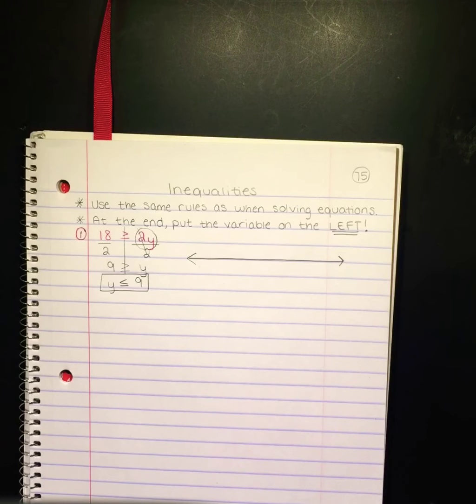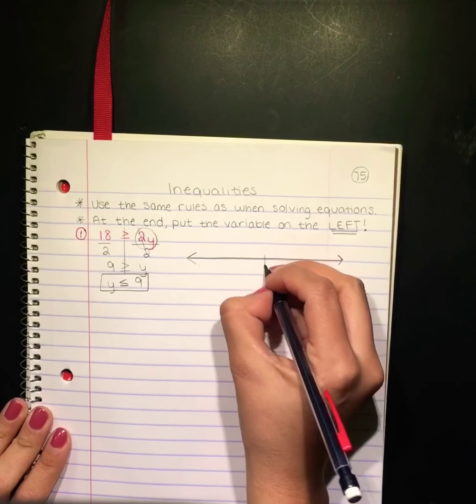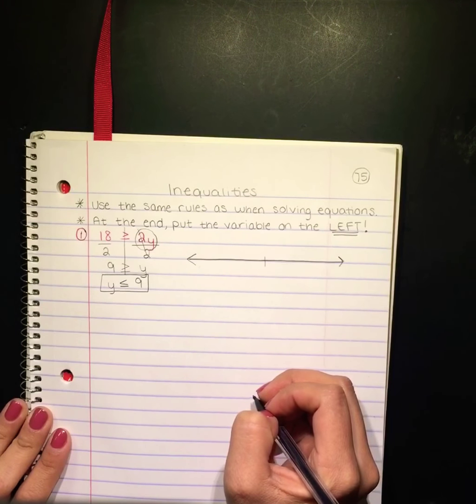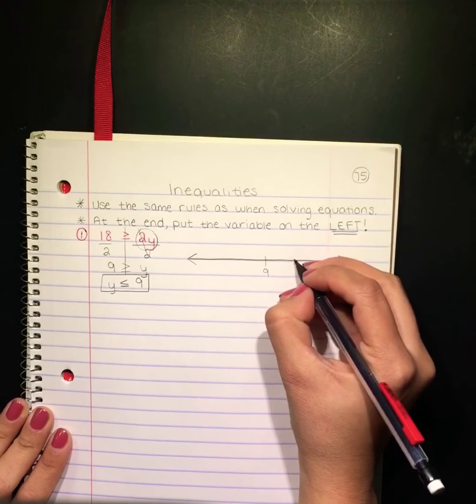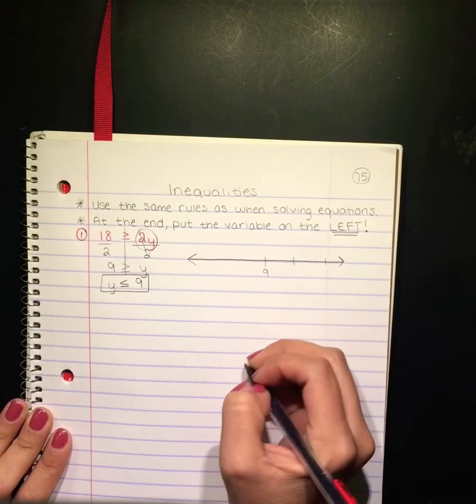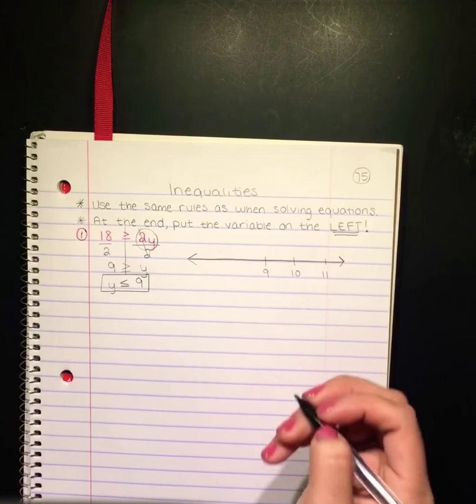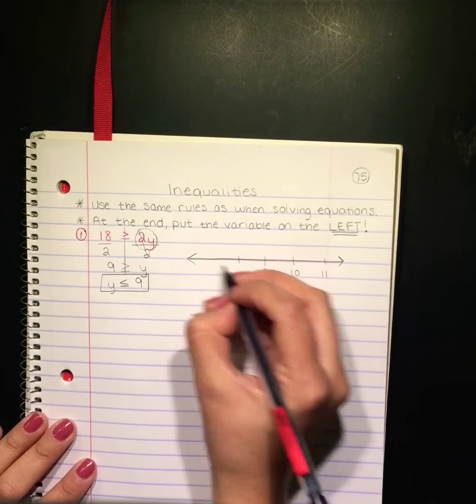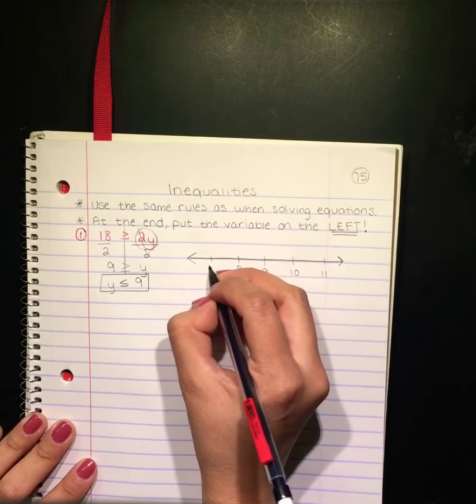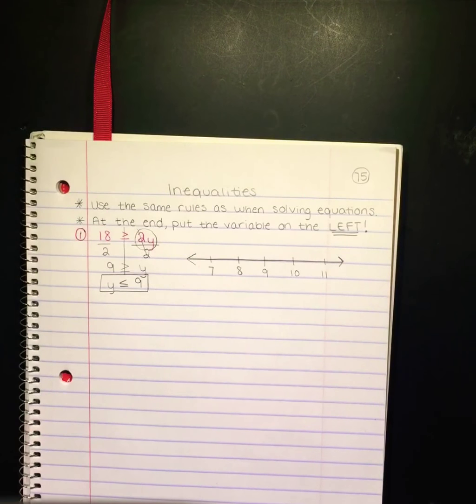Okay, what number goes in the middle, Luis? 9. Numbers after 9, Luis? 10 and 11. Okay, numbers before? 8 and 7. All right, is this going to be open or closed circle? Closed. How do we know?